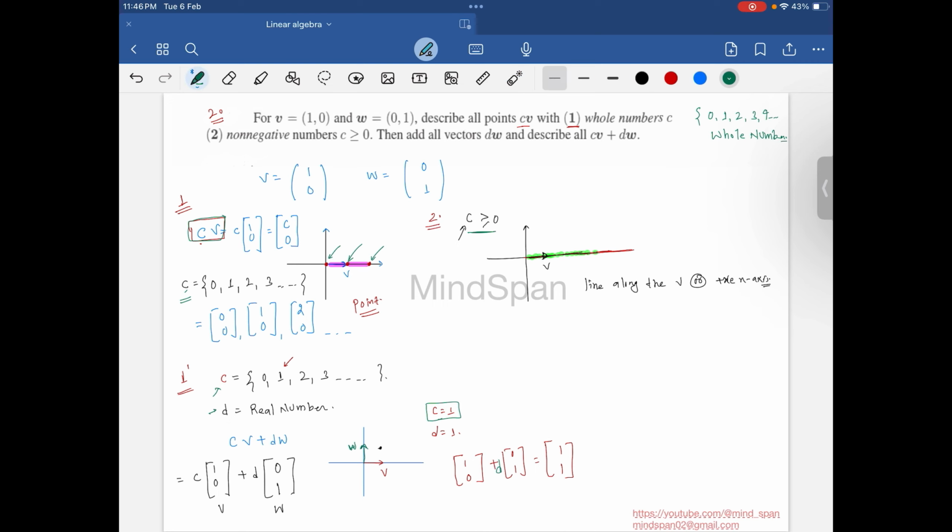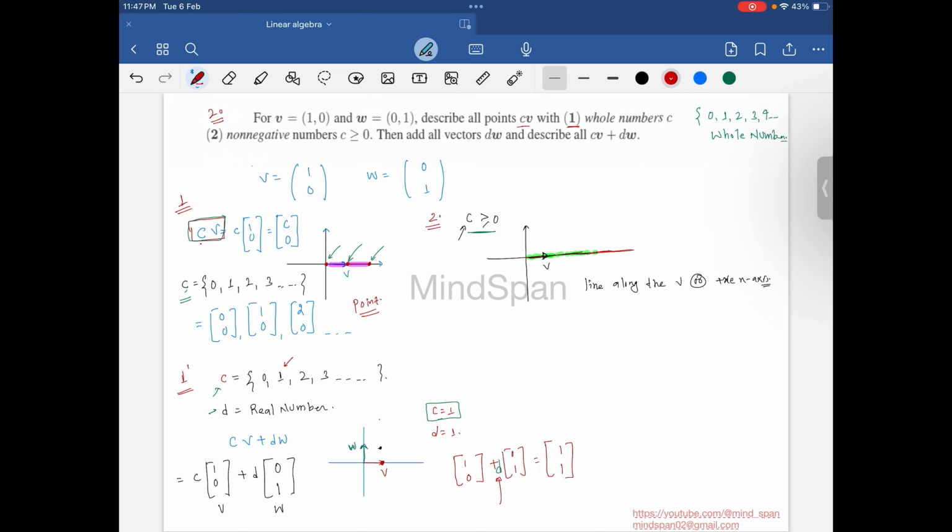c is (1, 0). With this value we will be here, and now from here if we vary this value d from minus infinity to plus infinity, then we will have this line. And why can't we have this line between 0 and 1? Because that will not satisfy the value of c. So that is one thing.